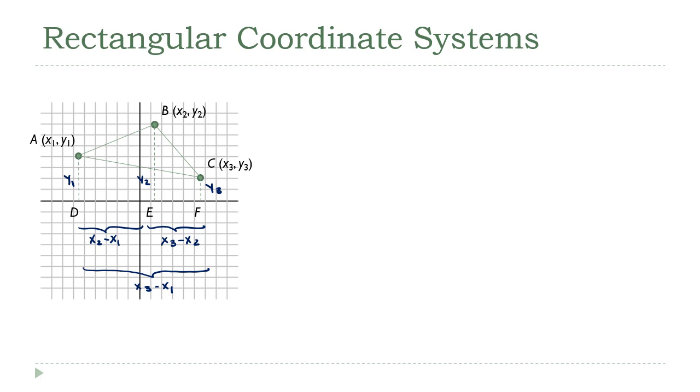All right, so what are our areas then? The area of the ABED trapezoid is 1/2 (x2 minus x1) times (y1 plus y2). The area of the BEFC trapezoid is 1/2 (x3 minus x2) times (y3 plus y2). Then I'm going to subtract out the area of the bottom one, so that's minus 1/2 (x3 minus x1) times (y1 plus y3).